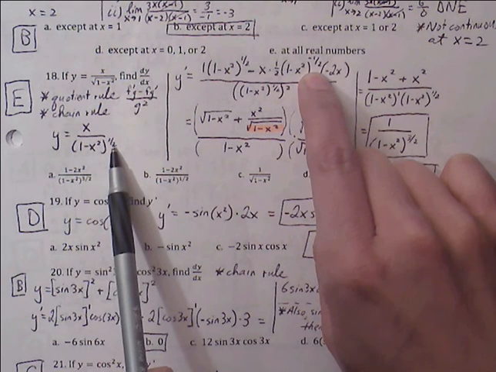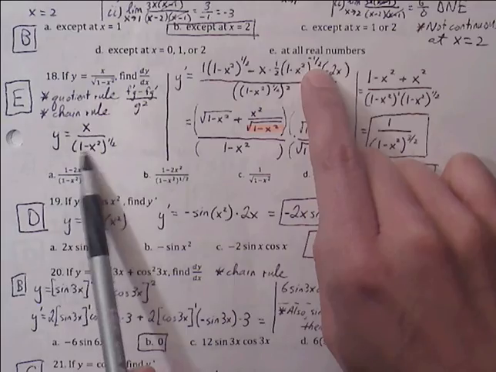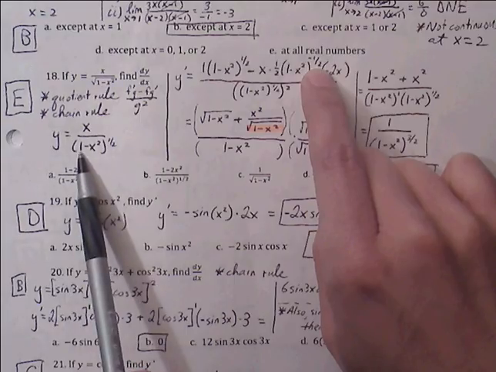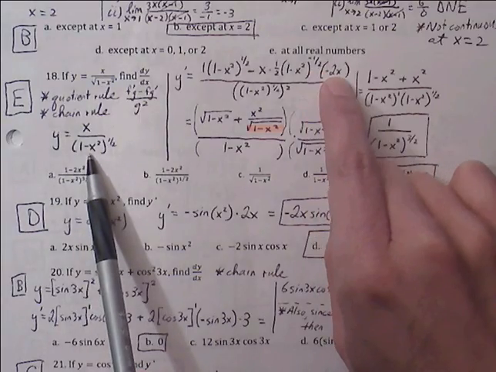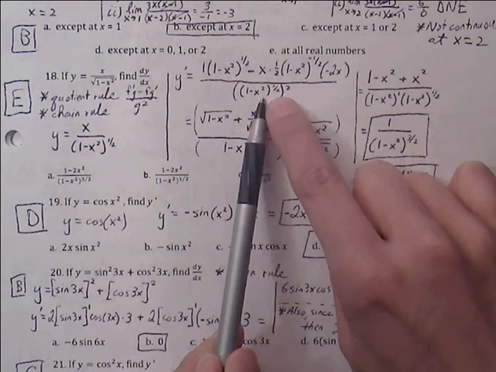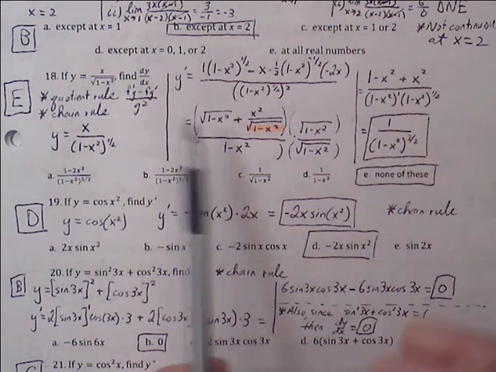1/2 minus 1 is negative 1/2. Multiply it by the inside function's derivative. 1 goes to 0, negative x squared goes to negative 2x. Denominator squared, okay? And then it's just a matter of trying to clean this up.